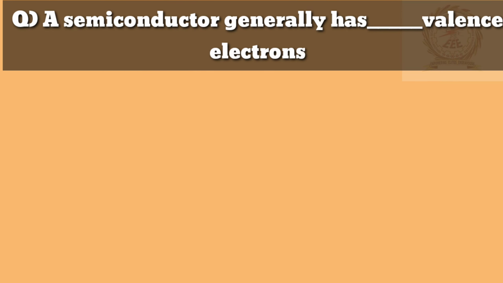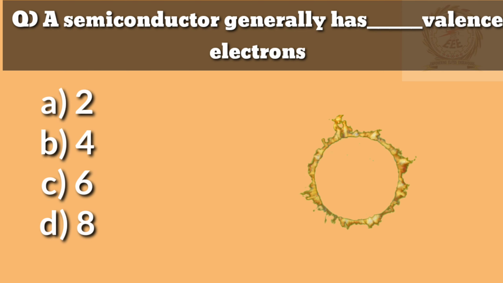A semiconductor generally has dash valence electrons. A. 2, B. 4, C. 6, D. 8. The answer is B. 4.